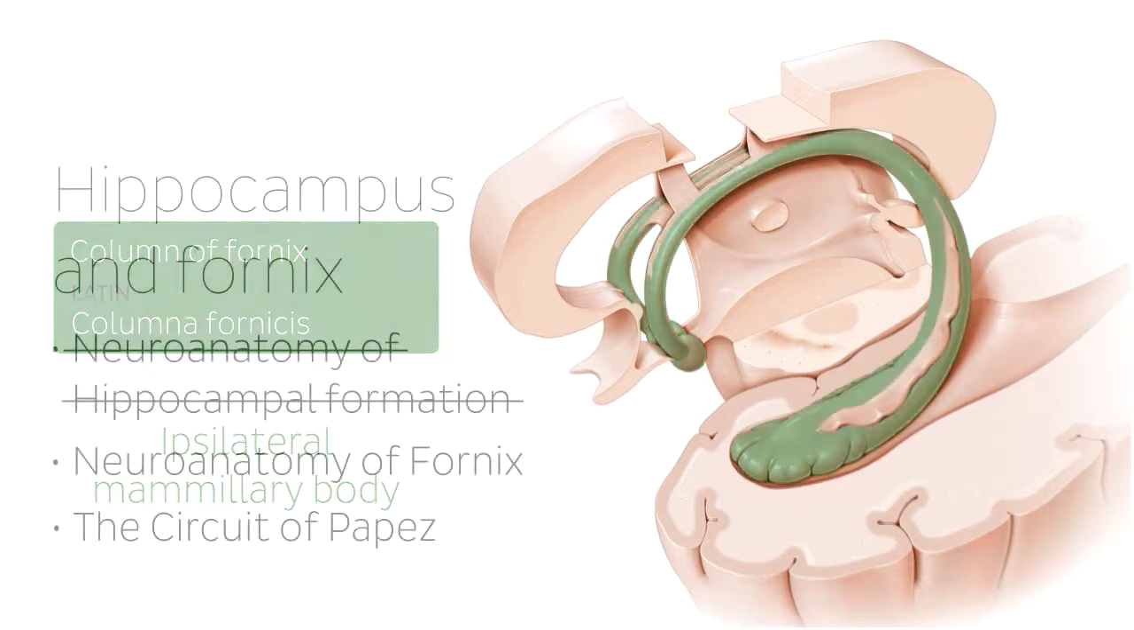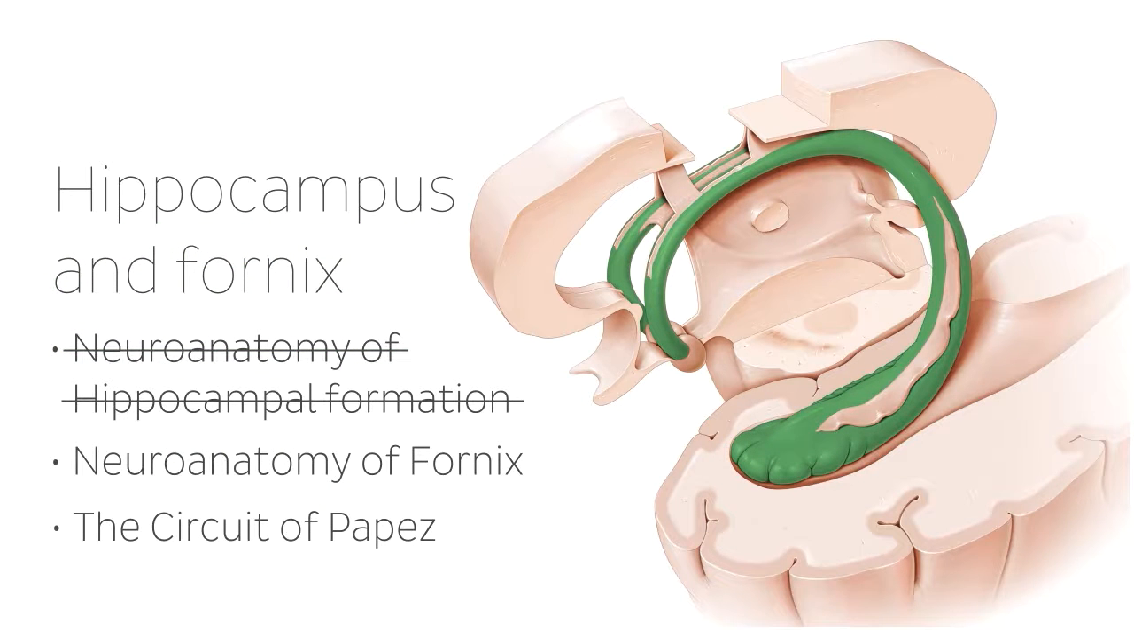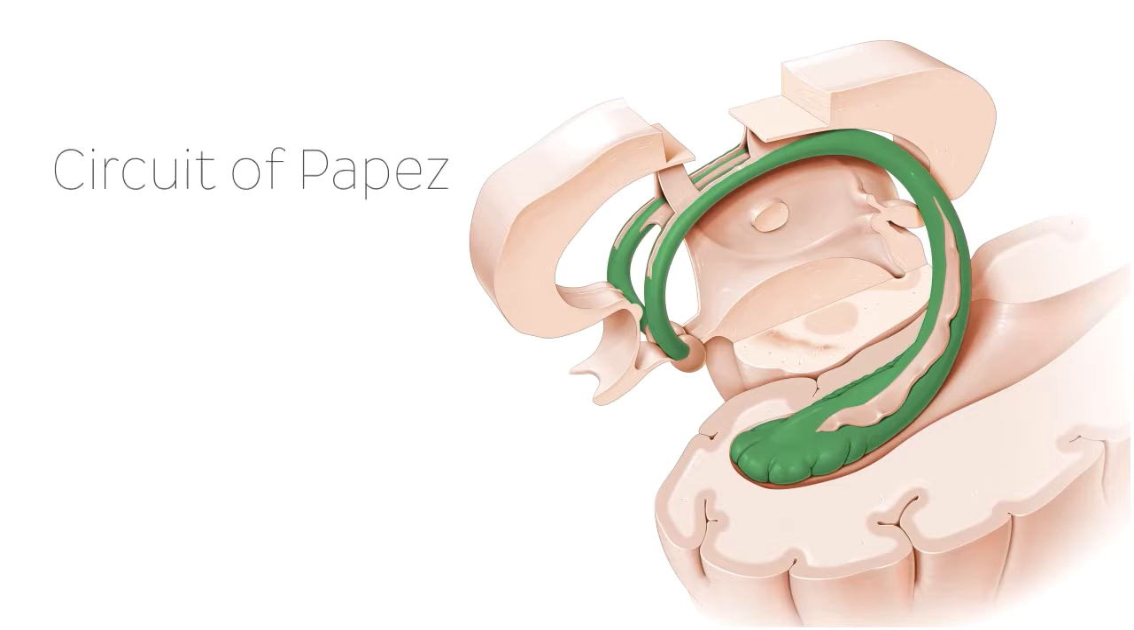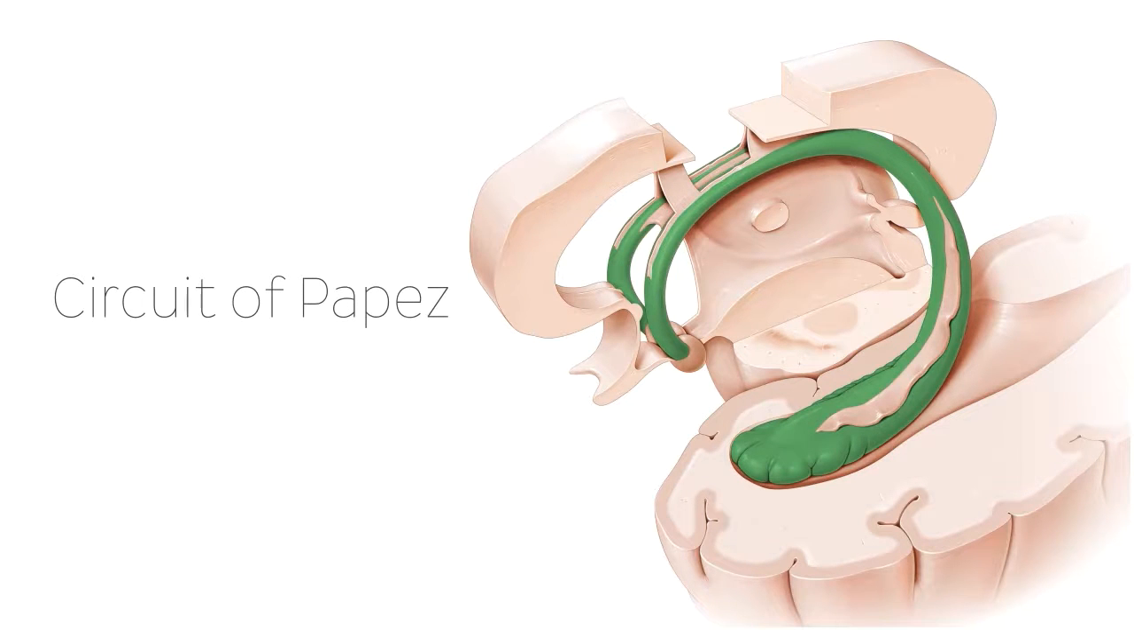Now that we've covered the relevant neuroanatomy regarding the hippocampal formation and the fornix, let's move on to the circuit of Papez. The circuit of Papez is a neural circuit involving the hippocampus and the limbic system, and was once thought to be connected to the control of emotion. Further research has since modified this concept, finding that these structures are in fact to do with memory.